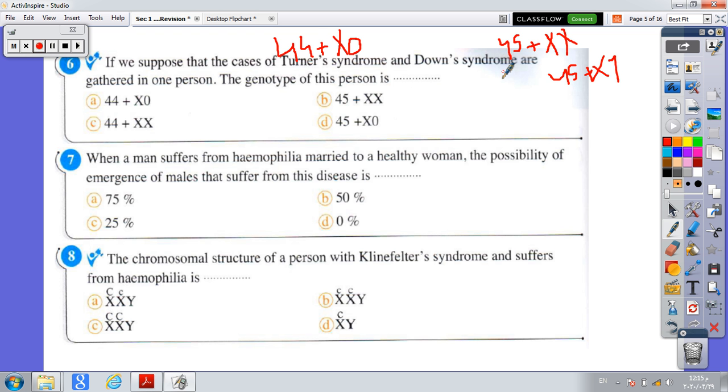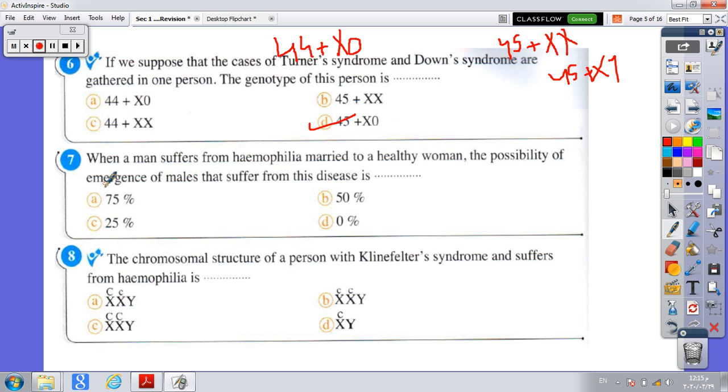When these characters gather together in one person, who can tell me the genotype of this person? Disturbance takes place in sex chromosomes and autosomes. So the chromosomes will be 45, yes, disturbance, like Down's, and X0, disturbance in sex chromosomes, like Turner. Okay, second one.